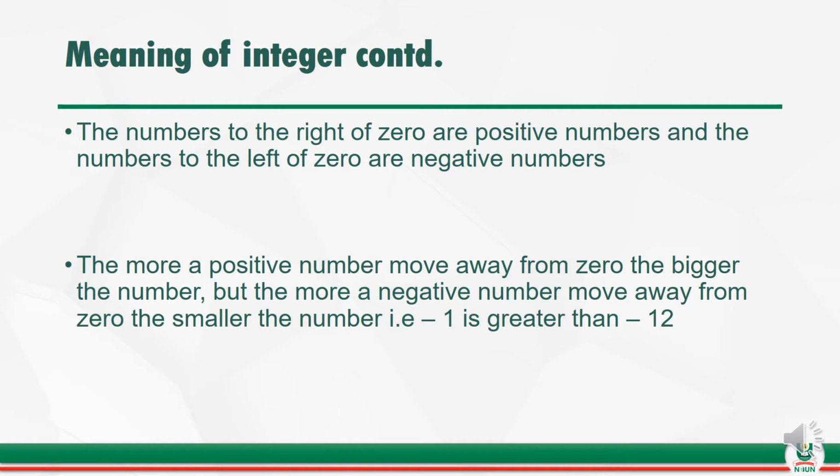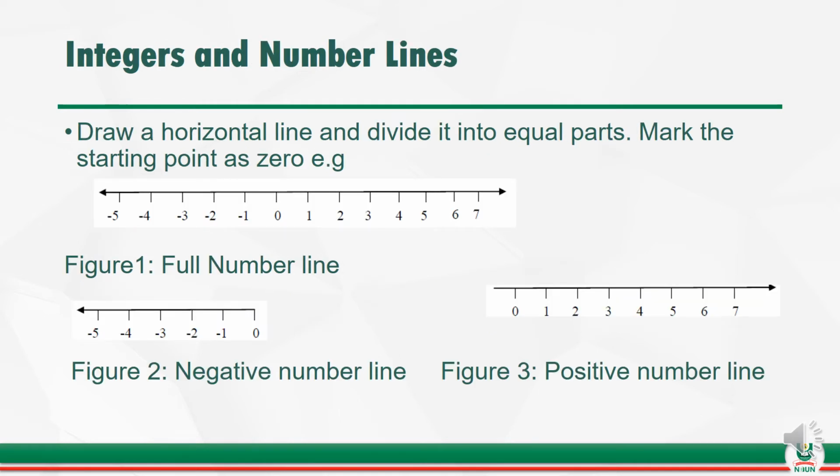You'll be surprised because it's moving away. The negative number is moving away from 0, so it will become smaller the more it moves. Now, let's look at this one, integer and number line.